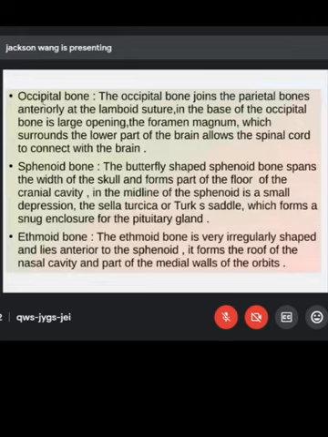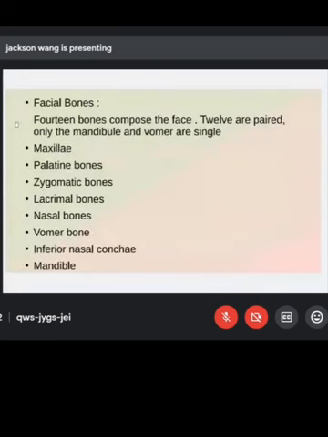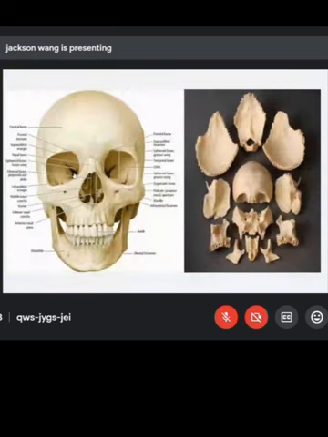Facial bones, 14 bones compose the face, 12 are paired, only the mandible and vomer are single. So we have the maxillae, palatine bones, zygomatic bones, lacrimal bones, nasal bones, vomer bone, inferior nasal conchae et mandible. Donc, pour le nasal conchae, ce sont les cornets nasaux. Voilà, donc ce sont les os de la face et de la boîte crânienne.